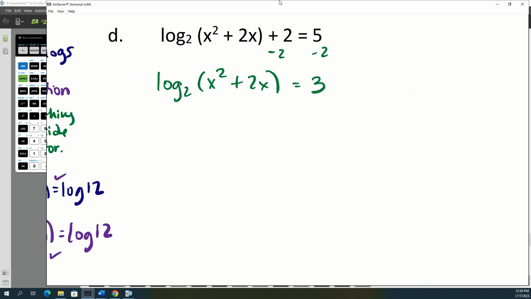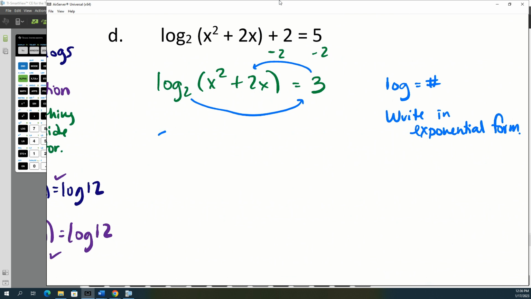All right, so be careful. We did a couple in a row that were the same. Log equals log. Then we dropped off the logs. This one is log equals a number. We are not dropping off the logs. We're going to write in exponential form. All right, and writing in exponential form is doing the loop. All right, and then 2 cubed, 2 times 2 times 2 is going to give you 8.